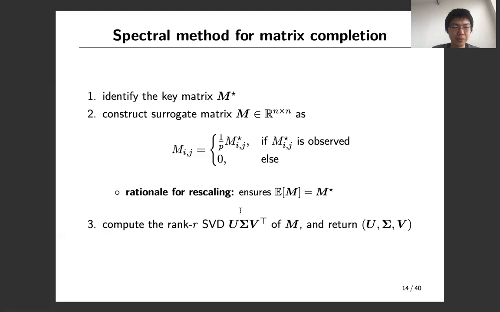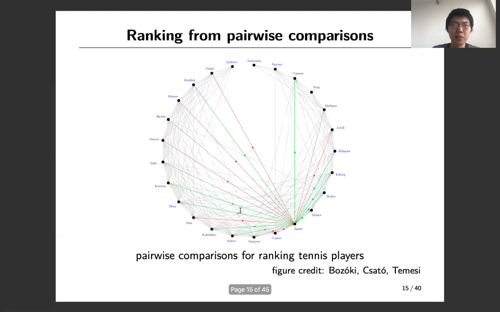So this is how we apply the general recipe of spectral method to the problem of matrix completion. Let's try another one, called ranking from pairwise comparisons. It is not uncommon to find pairwise comparisons in our daily life. For instance, to rank tennis players, we often have pairwise matches, or pairwise comparisons, between them. And then based on these pairwise comparisons, we want to rank all the tennis players in the pool.